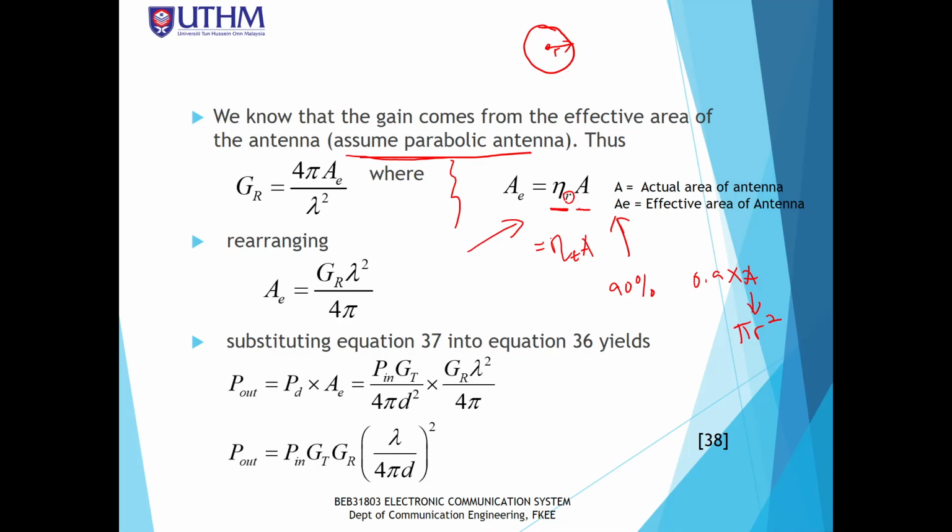Kemudian, kita boleh juga kaitkan AE ini dengan gain. Okay, we can relate the effective area with the gain as well. So dalam case ini, dalam nota ini dia nak kaitkan AE dengan receiver gain, iaitu GR. So GR is equal to 4 pi AE over lambda square. Then for your information, we can also find GT equal to 4 pi AE over lambda square. Boleh juga kalau kita nak kira GT, gain pada transmitter antena menggunakan persamaan yang sama.